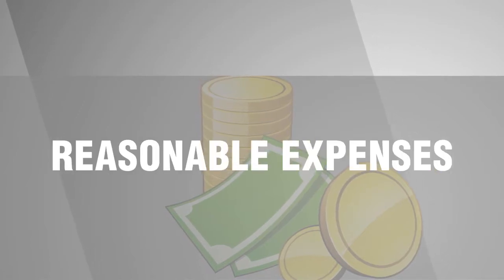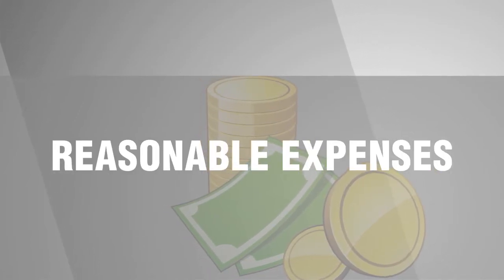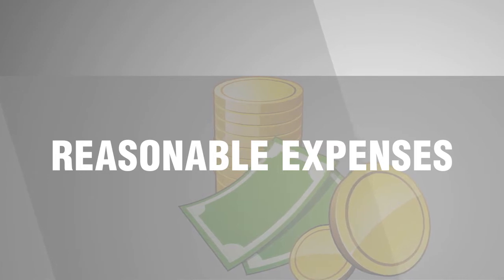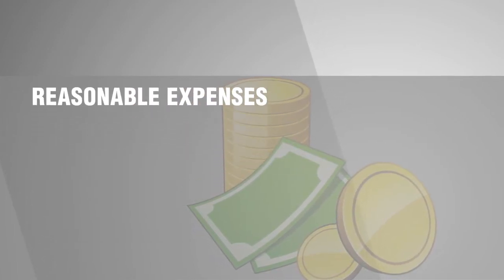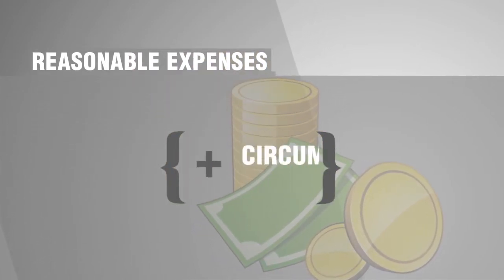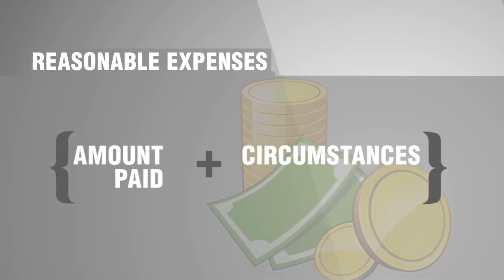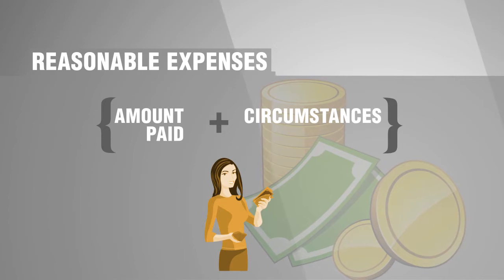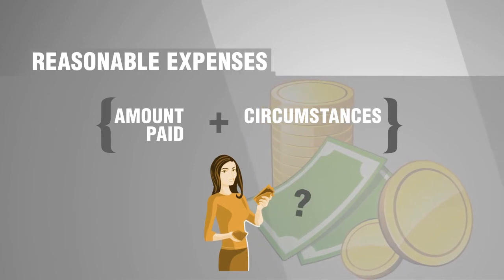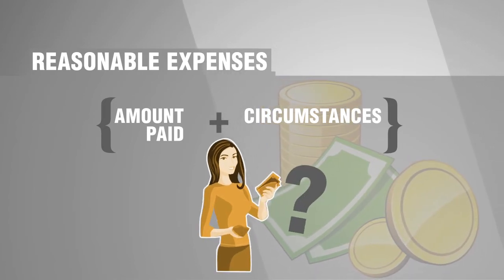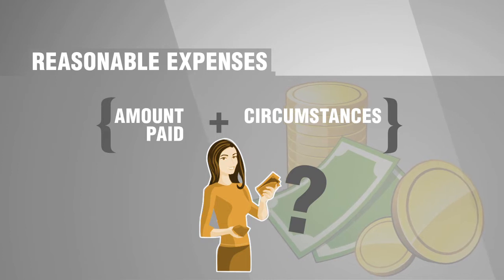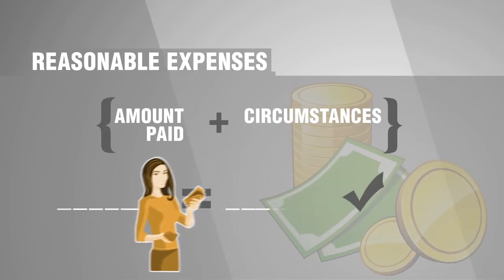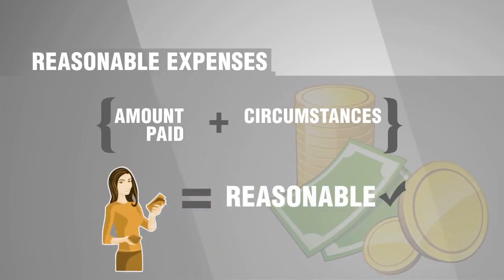The second condition an expense must meet to qualify as allowable is that it must also be reasonable. To determine whether an expense is reasonable, you must look at the amount paid and the circumstances under which the purchase was made. A good rule of thumb is to ask, would a sensible person pay this expense under the same circumstances? If the answer is yes, then the cost is reasonable.